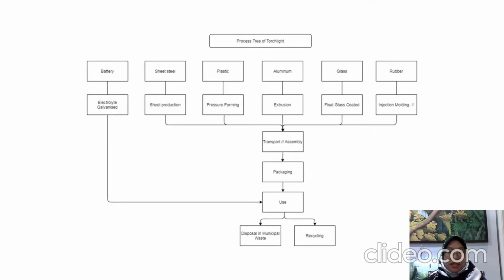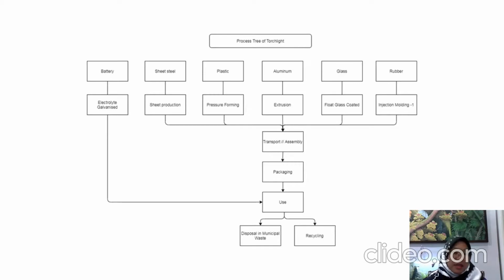Back to the materials, each of the materials undergoes its own process. Rubber for the torchlight is made using injection molding. Glass is using float glass coating to produce a reflector. Aluminum is using extrusion for producing small components. Plastic is using pressure forming for producing the body or cover of the torchlight. Sheet steel is using shape production for inner components. And battery is using electrolytic galvanizing.